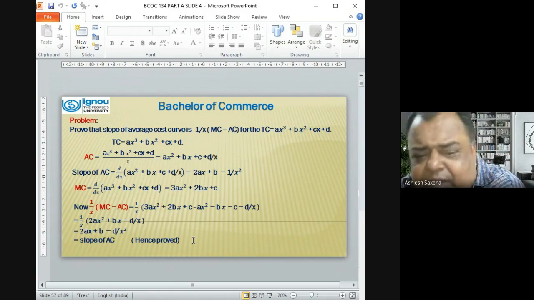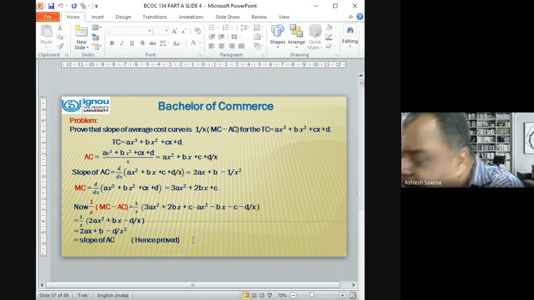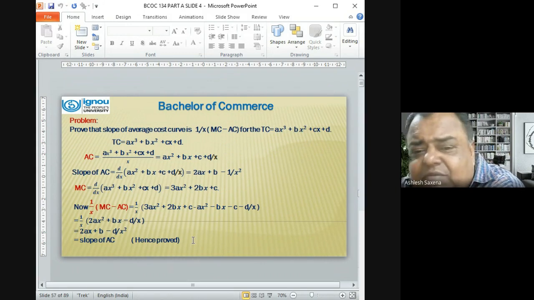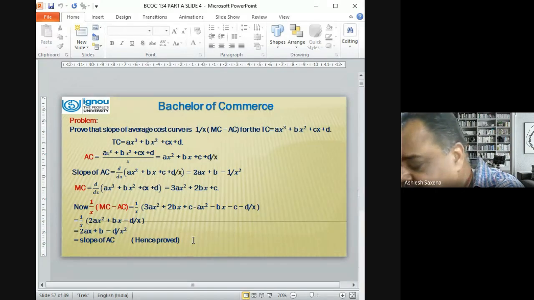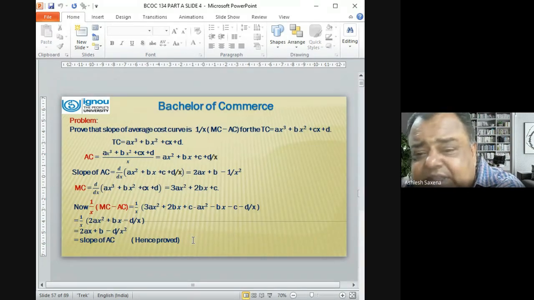Now this is a problem which is related to the concept. We have to prove that the slope of the average cost curve is 1 upon x times (MC minus AC), where your total cost is ax cubed plus bx squared plus cx plus d. So what we will be doing? When we divide total cost by x, we get average cost. So we will be dividing total cost by x. In that case, you will get average cost as ax squared plus bx plus c plus d by x.